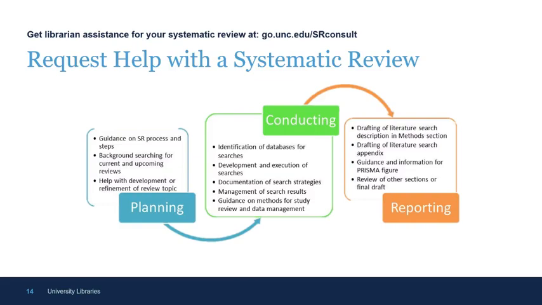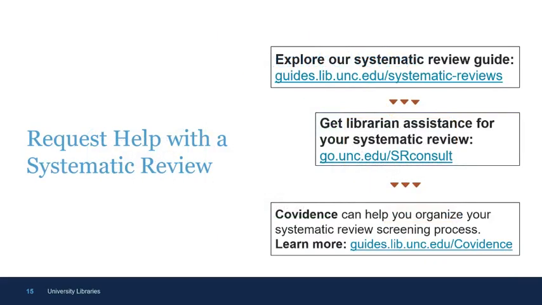Librarians are also partners in drafting the methods section and PRISMA diagram for an article, choosing where to submit the article, and more. To learn more about systematic reviews, you can explore our systematic review guide at guides.lib.unc.edu/systematicreviews. If you are interested in librarian assistance for your systematic review, fill out our consultation form at go.unc.edu/srconsult. We will match you with the librarian who best suits your topic.